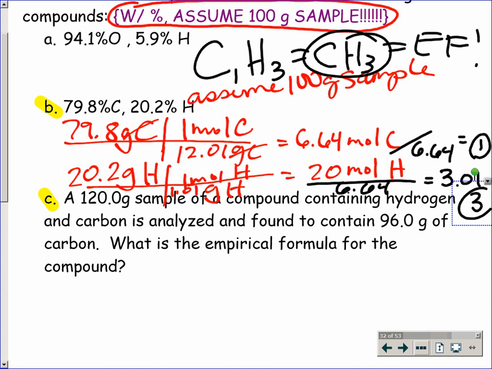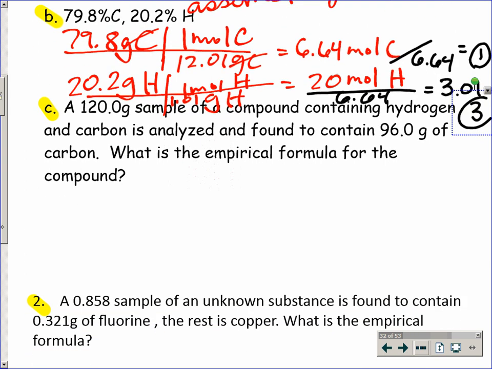Let's do this again. But I started you off with the percent one just so you could see how I could skew the way I presented data to you. But it's just really easy. Just take that percent, call it grams, and move on. Now, this would be like at a crime scene. They found a 120-gram sample of some white powder. They analyzed it, and it contains hydrogen and carbon. And here's the mass of carbon they found. And they want to know what the substance is made of. They want to know what it's consisting of.